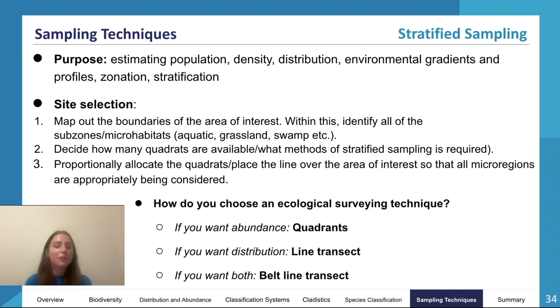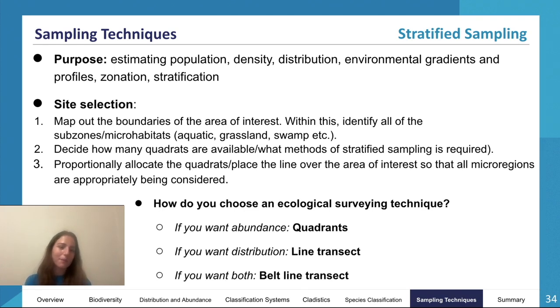This brings us to a problem with stratified sampling: how you would decide what survey technique is best for the job. Your natural impulse might be to say belt line transect is the best because it incorporates both methods, but sometimes you're not looking for both. You would rather focus on a specific thing. And to make the most out of finding that specific feature, it would be better for us to use either quadrants or line transect.